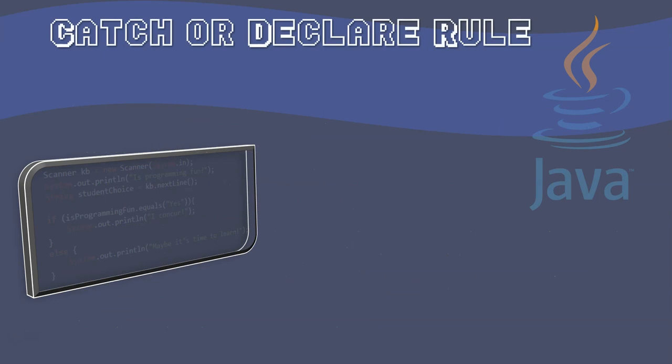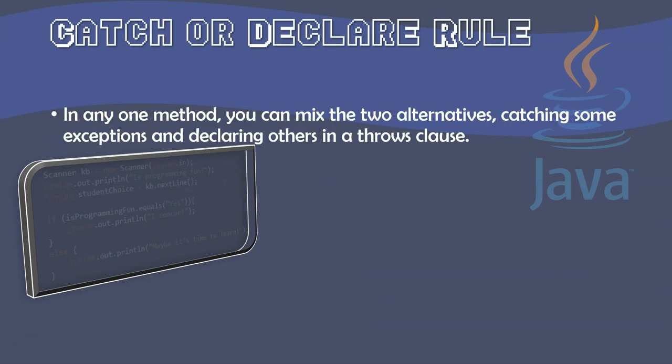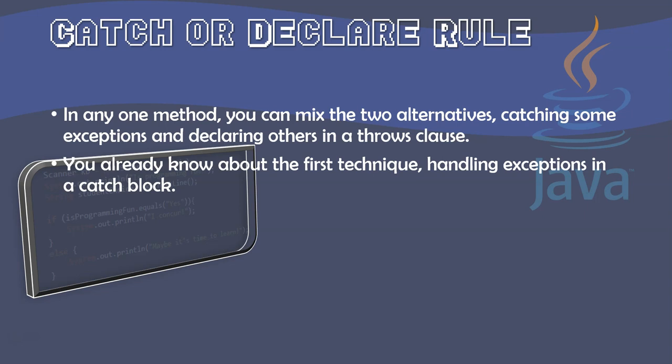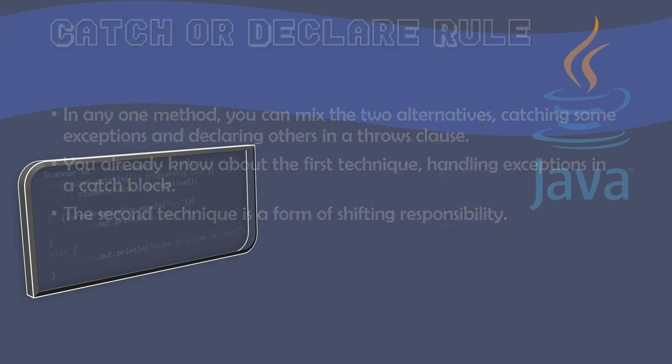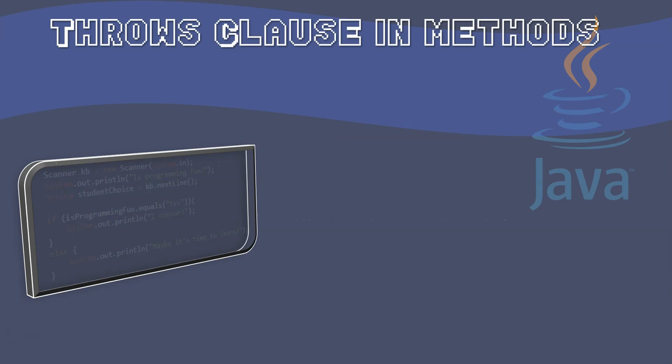When we talk about the catch or declare rule, in any one method you can mix and match these two alternative pathways, catching some exceptions and declaring others with a throws clause. We've already seen and used handling exceptions within a catch block. We have a try block, we have our catch block that handles it, beautiful. Well, the second technique, using the throws, is more of a shifting of responsibility. This is because we're using this throws clause in our methods rather than handling the exception in our code.